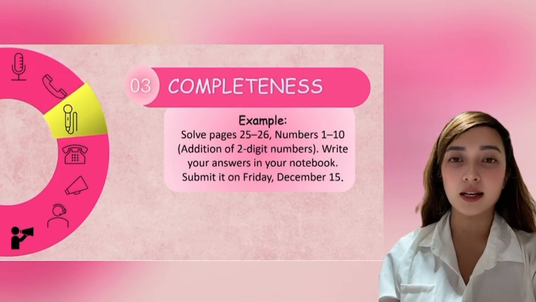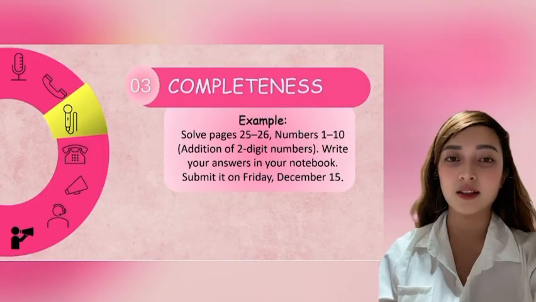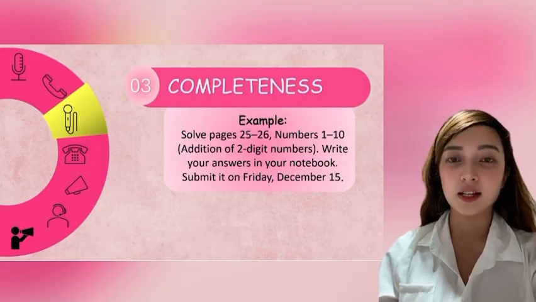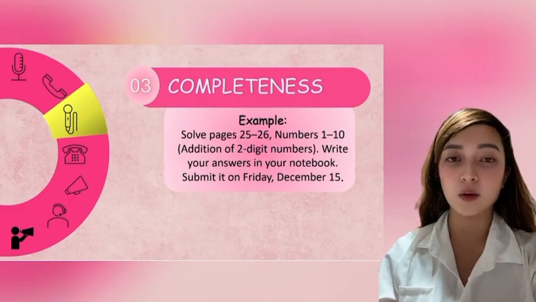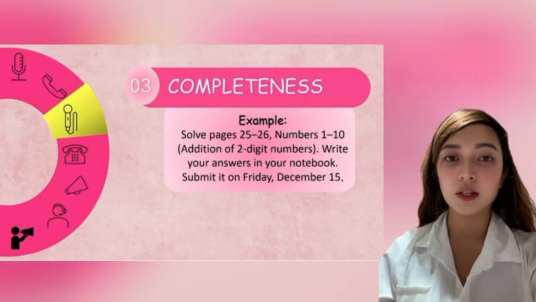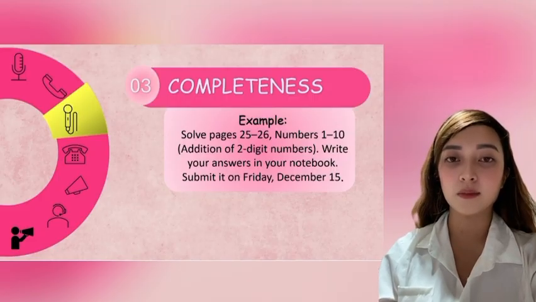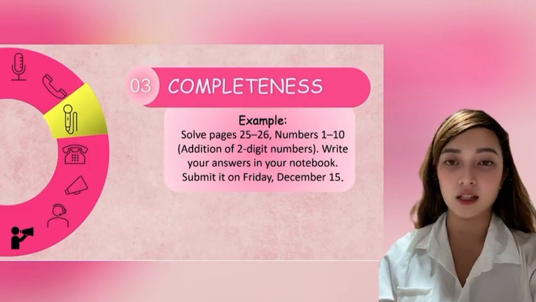So the third one is completeness. Completeness means providing all the necessary information. For example, "Solve pages 25 and 26, numbers 1 to 10, addition of two-digit numbers. Write your answer in your notebook and submit it on Friday, December 15."